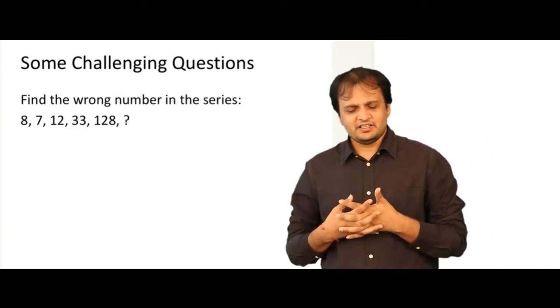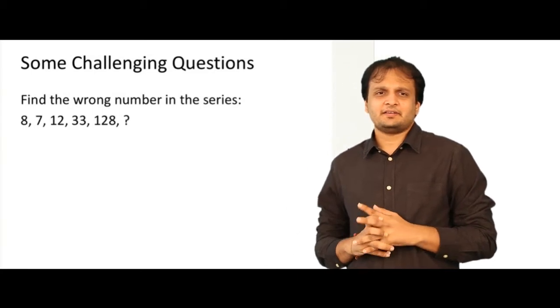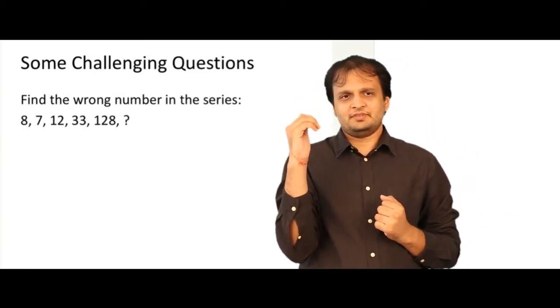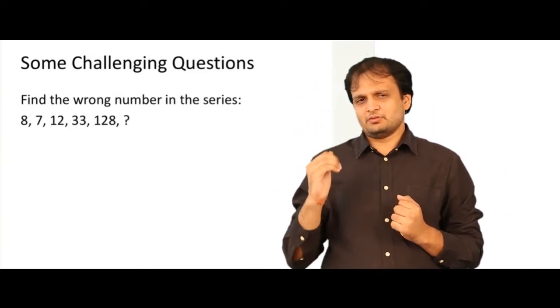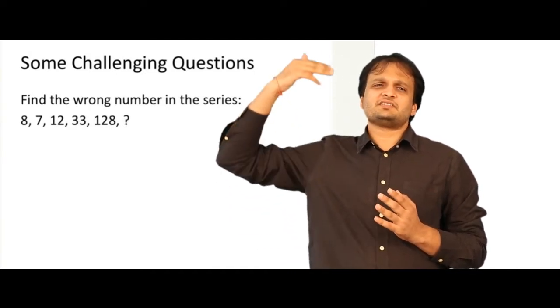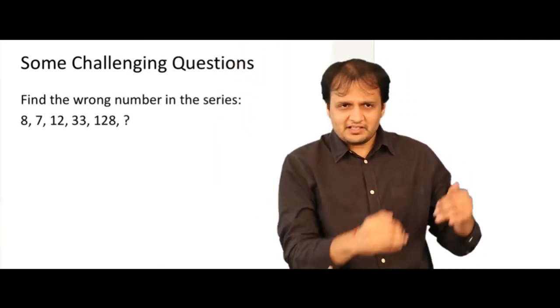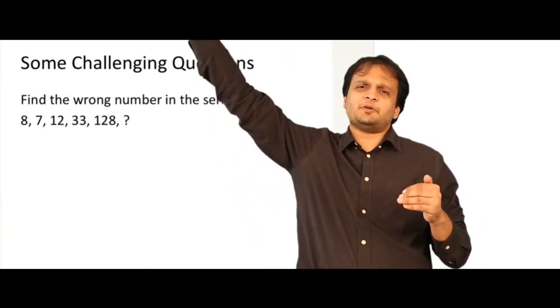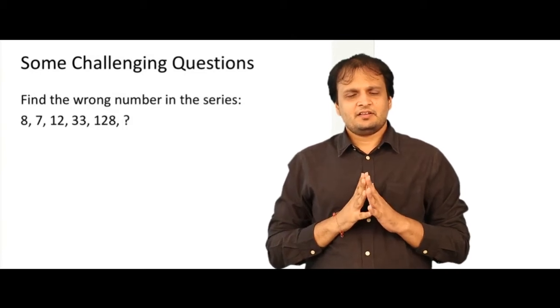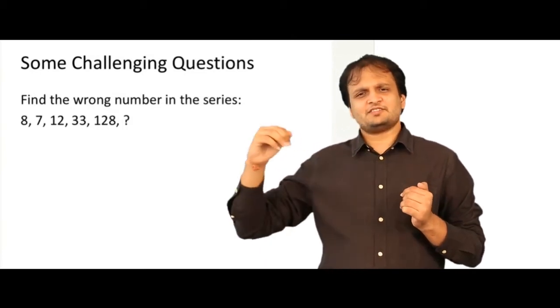Okay, so as you see, this is not a very easy question. Why? There is a number 8. Then what has happened? It comes down. You get 7. Then it increases 12. Then it increases 33. Then it increases 128. So there is only one place where it is coming down and then it is going up, right? So it looks a little tricky. Why is it coming down? Then why is it going up?